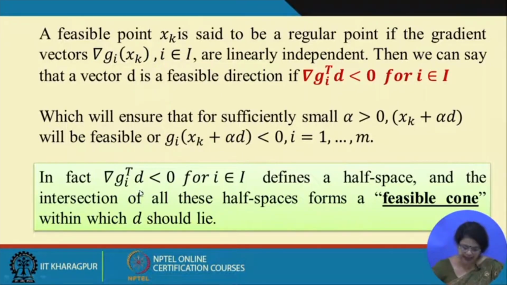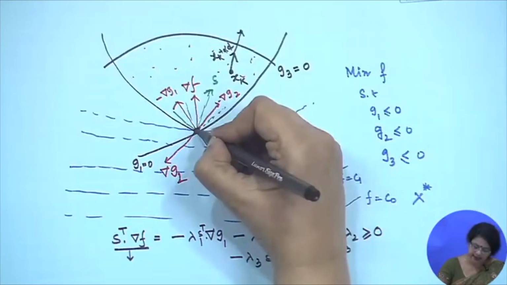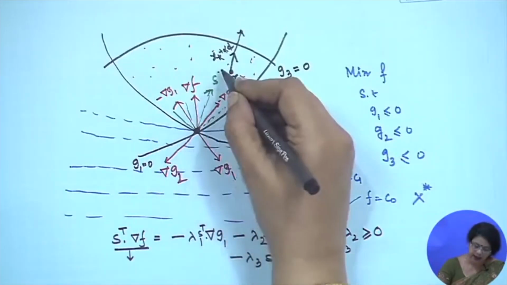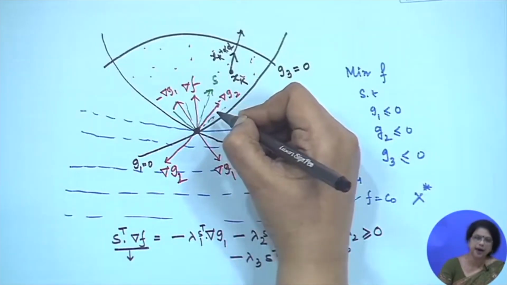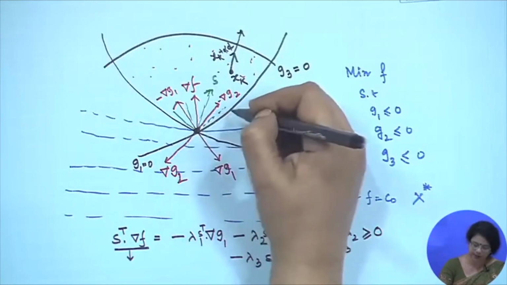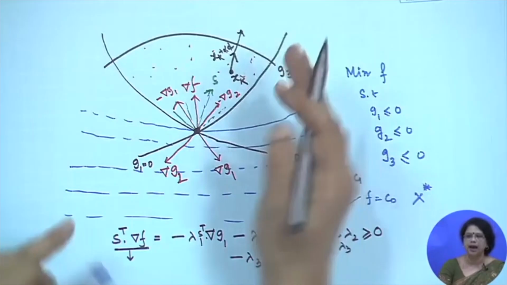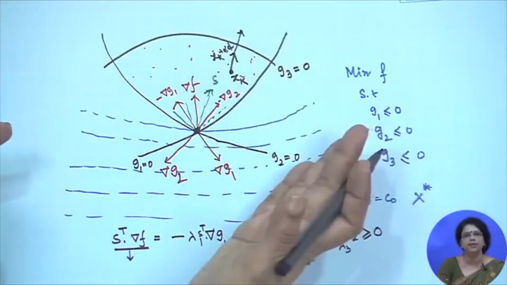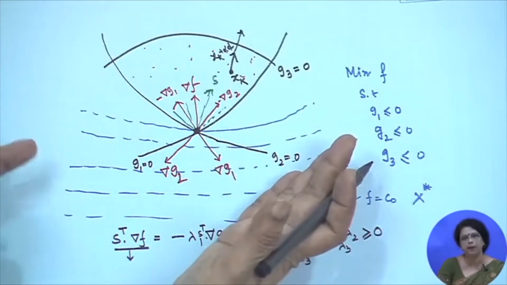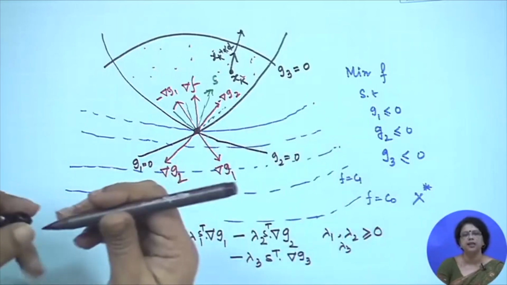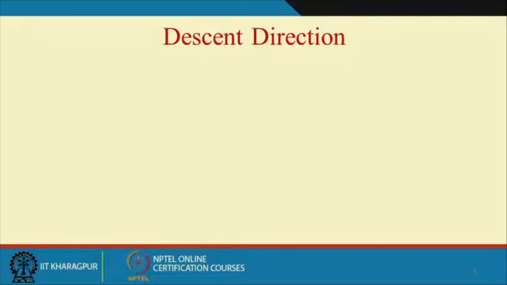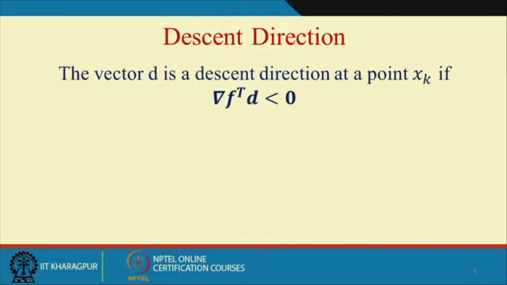Here we can say that there is one plane, the half space over G1, and there is one plane over G2 half space, and whatever combination of half planes we consider in the feasible space will form the feasible cone. Okay. Now, we will show you more about it.